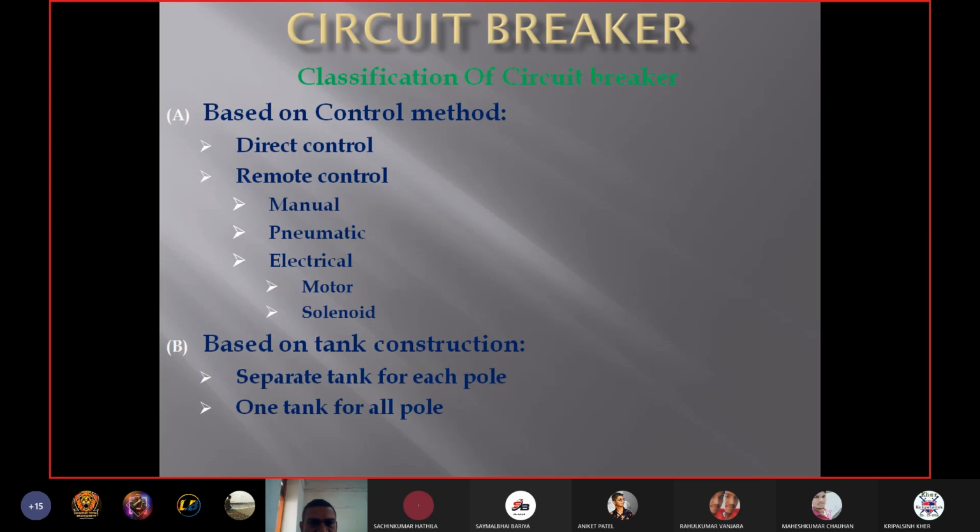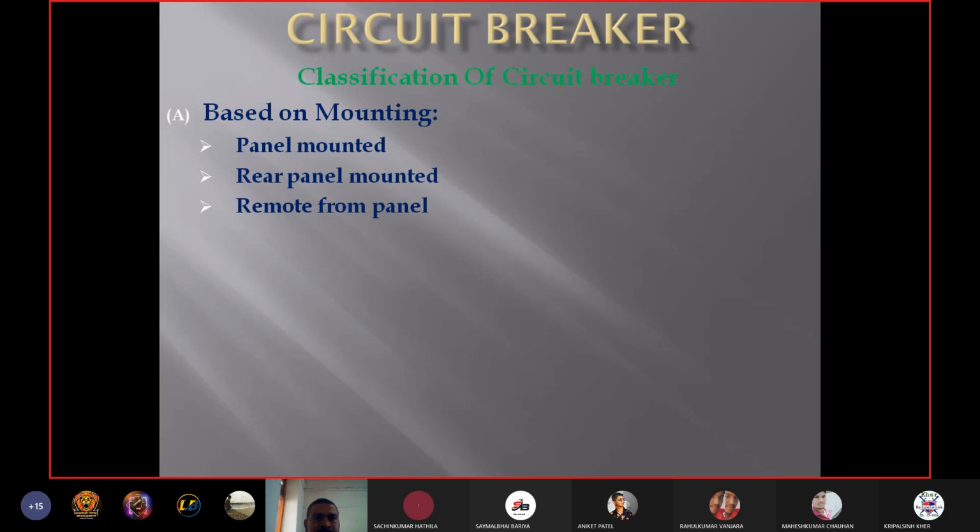Another classification is based on tank construction. So which type of tank is used in the circuit breaker? Whether it is a separate tank for each pole, or one tank for all poles. If there are 3 poles and we are using a separate tank for each pole, it is classified as separate tank for each pole. And if we are using only one tank for 3 poles, then it is classified as one tank for all poles.